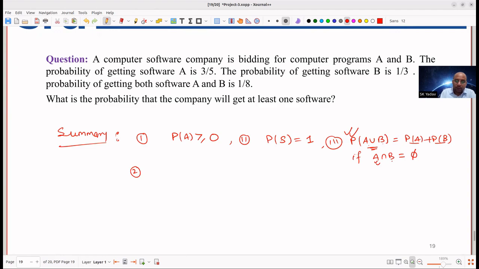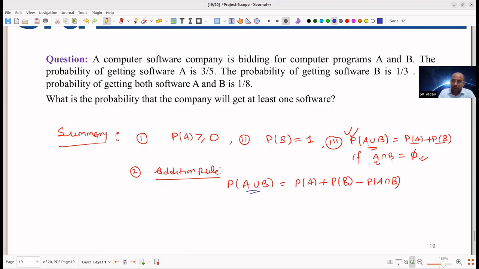The second rule we have done is the addition rule, which says that whether events are mutually exclusive or not, you can apply the rule: P of A union B equals P of A plus P of B minus P of A intersection B. When these are given, you can find the other. So the probability of A or B, or at least one, you can find this way. The probability of both happening simultaneously, you can find by using the last term.